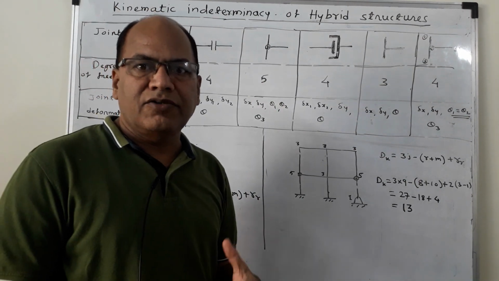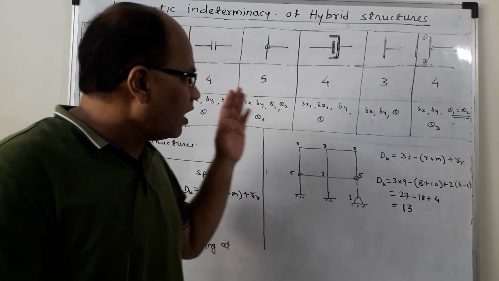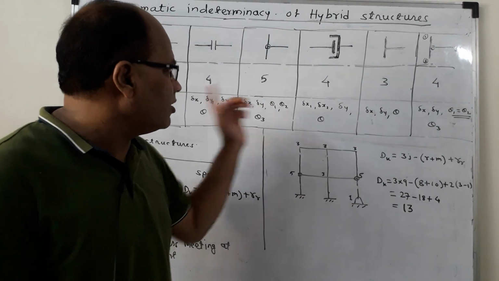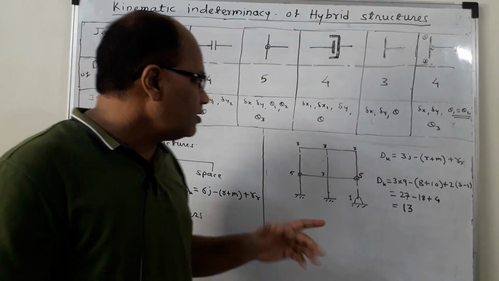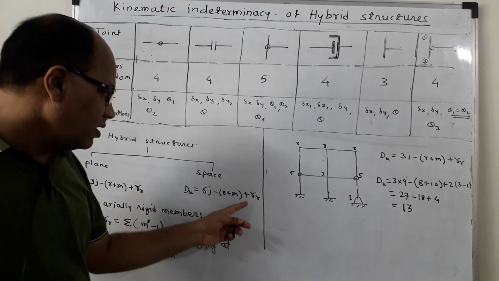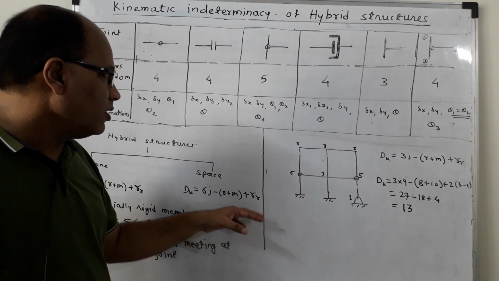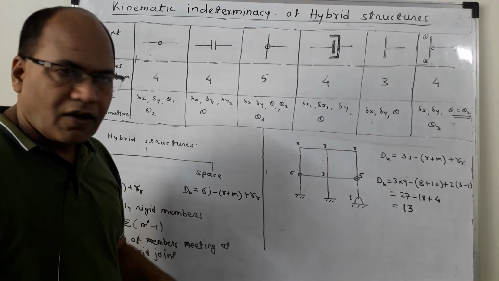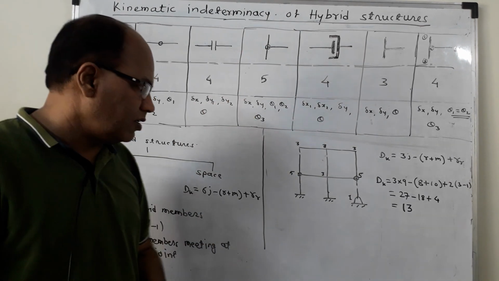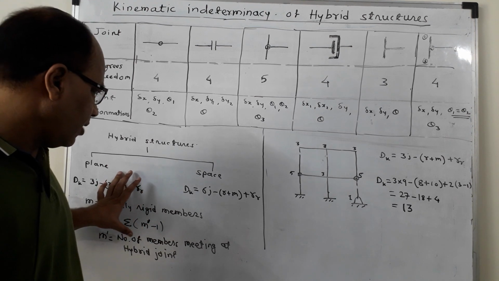So instead of a rigid joint, if some other type of joint is used, the kinematic degree of indeterminacy will be increased. It is definite. You can see it from here, and that is why we will have to add RR over there. RR is the increase in degree of kinematic indeterminacy due to the use of other types of joints instead of rigid joints. And this is how the formula for a plane frame can be used.